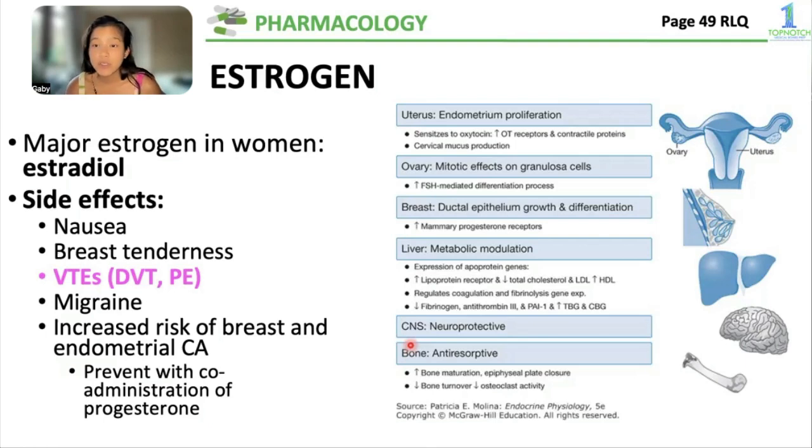Now, what are side effects of giving any drug that contains estrogen? Syempre, there's nausea, there's breast tenderness, again, because they act on breast ductal epithelium growth. And they also have quite a high risk of causing VTE, so things like deep vein thrombosis or pulmonary emboli. Why is that?